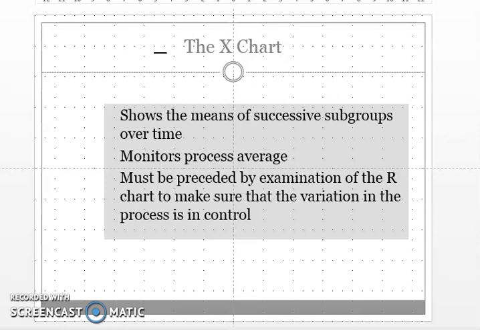In the previous video, we have seen the difference between variable chart and attribute chart, and we have seen the steps to draw an R bar chart. Now we will see the procedure to draw X bar chart and P chart.